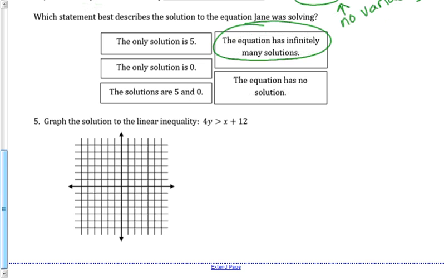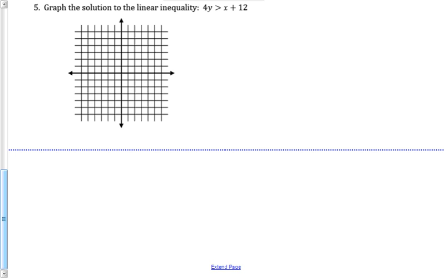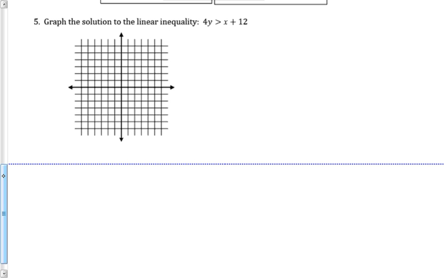Number 5, we want to graph the solution to this inequality. In order to graph it, we want it to be in the form y equals mx plus b, which means we need to get y by itself. Notice we have 4y, so we're simply going to divide everything by 4. That gives us the y by itself. Y is greater than, let's put a 1 in front of that x, so it's greater than 1/4 x plus 3. That's in y equals form. That's in slope-intercept form. Very easy to graph.